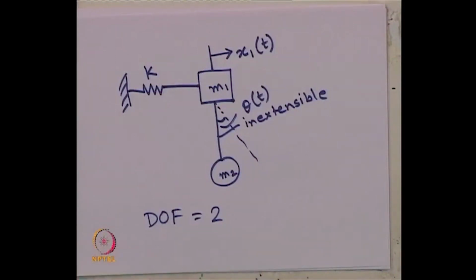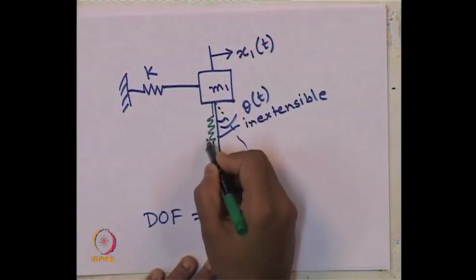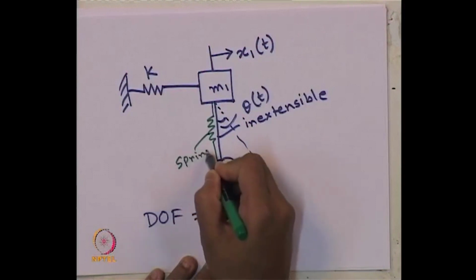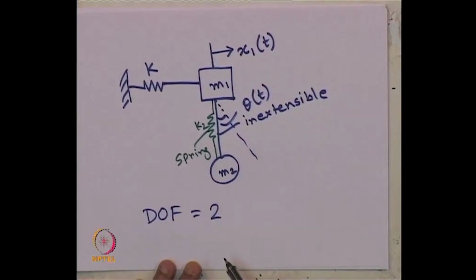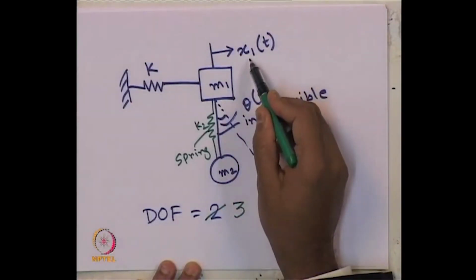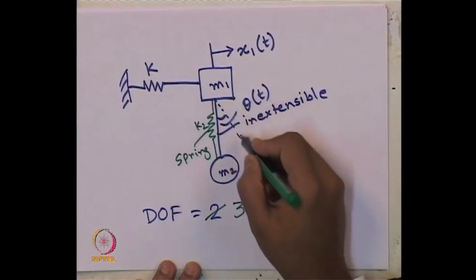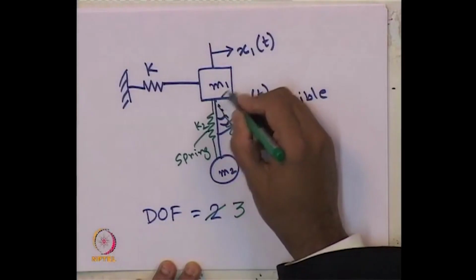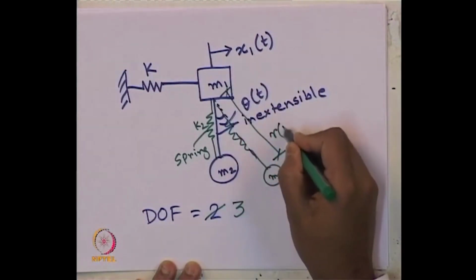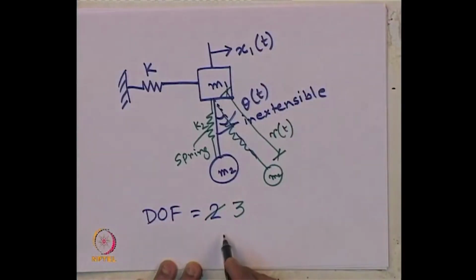Now, the same problem, if we change it a little bit, suppose instead of this inextensible string, it is connected by another spring, say k2, how many degrees of freedom are we dealing with? In that case it will become 3. One degree of freedom is x1, another is theta, and the other one will be this length, say r(t). So, these 3 will be the degrees of freedom for the new problem we have shown in the green color.